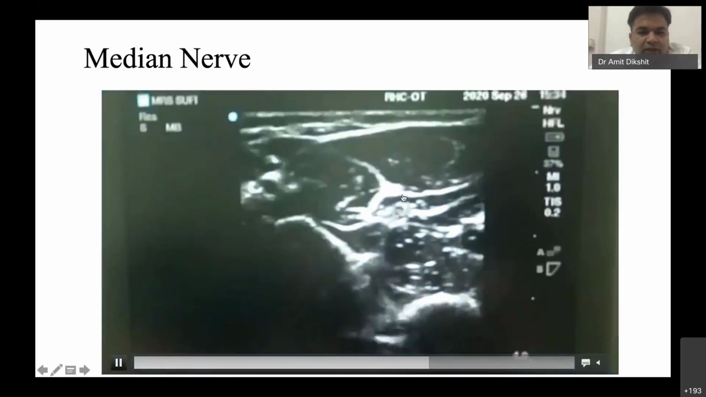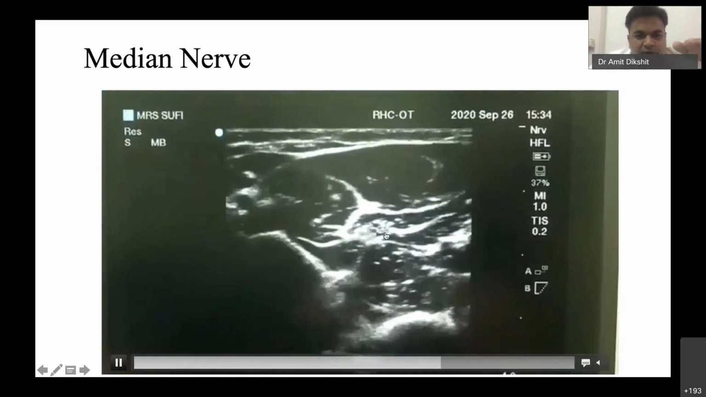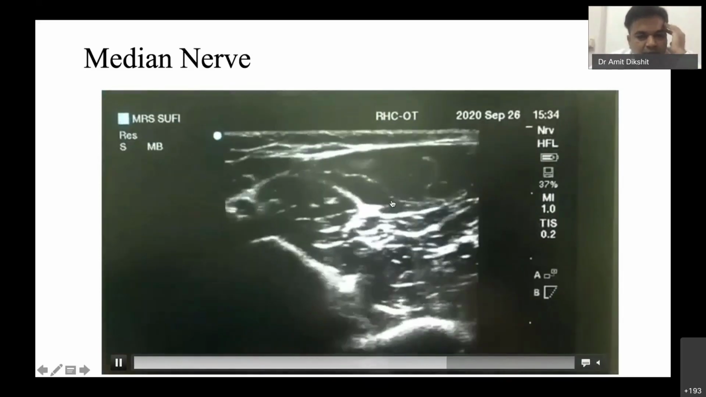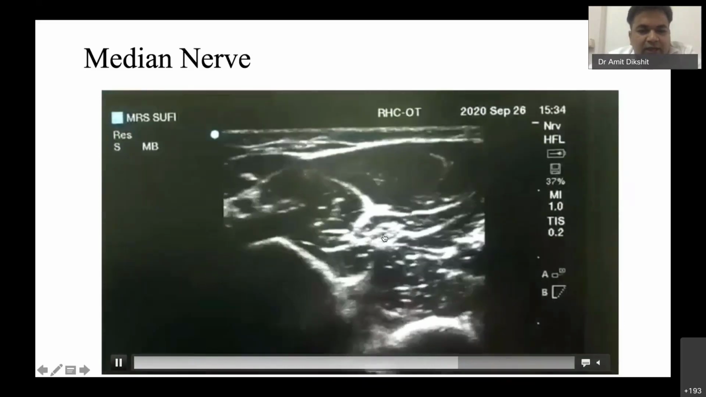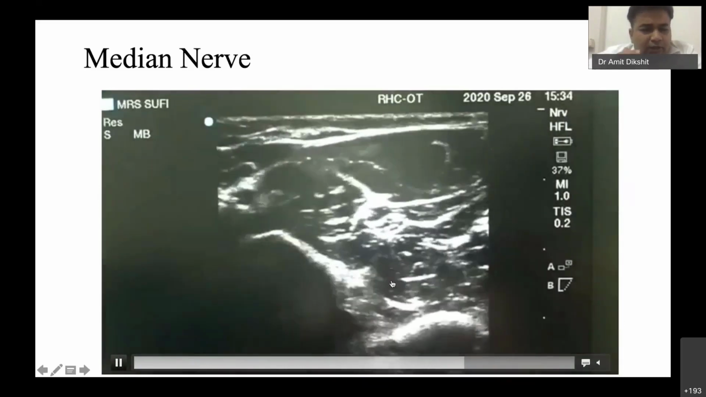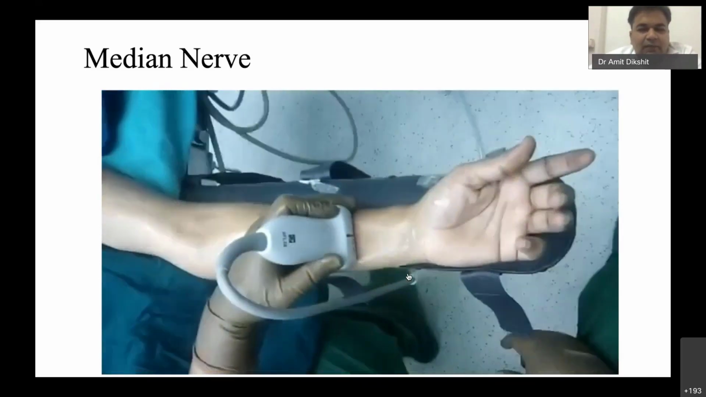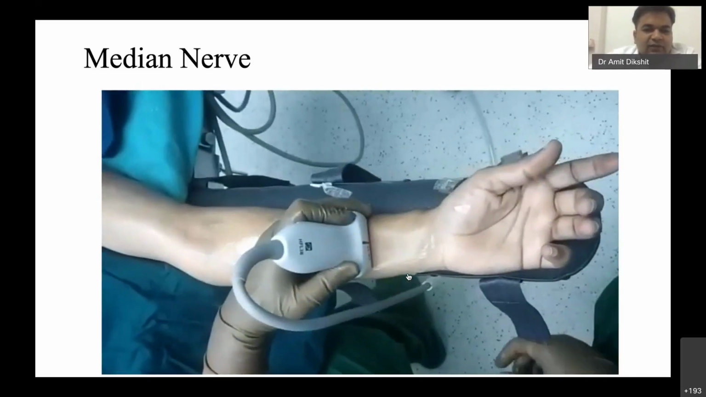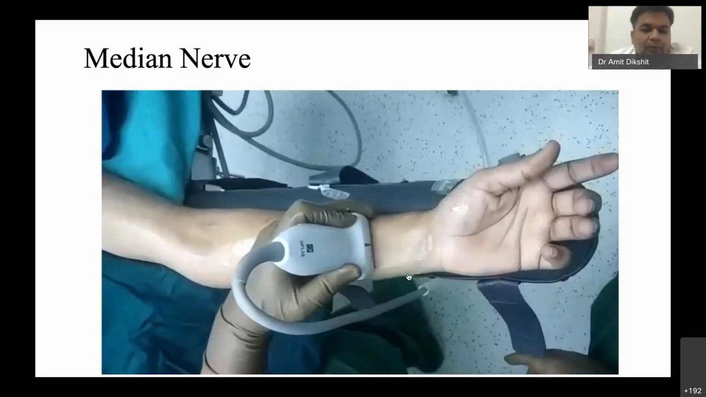So you hear again the honeycomb. Now here, as the nerve moves more in the mid forearm, it lies between flexor digitorum superficialis and flexor digitorum profundus, and that honeycombing you can see. So you can really produce site specific anesthesia, and the patient can actually flex fingers intraoperatively because we are blocking it below elbow level.